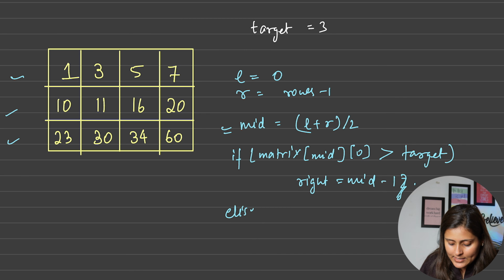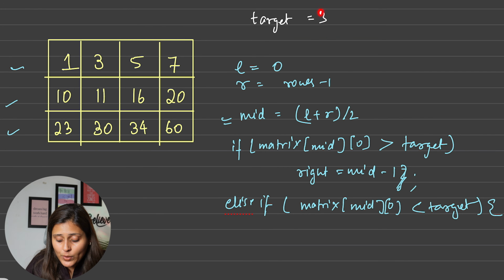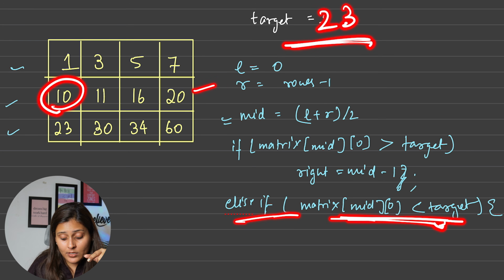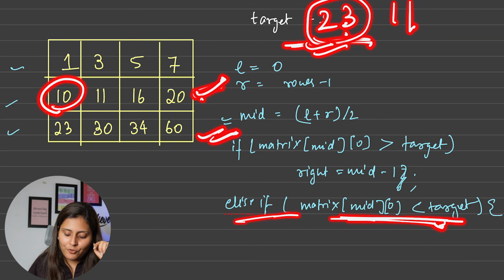Yes. Else if, why am I saying else if, let's see. Else if matrix of mid of 0 is less than target, okay. Now suppose the target is 23, correct? So 10 is lesser than 23, so definitely it will fall in this else if case now. So what I want, can I say the answer can be in this mid also or this also? Yes, still confusing, right? Because instead of 23 it can be 11 also, no? If it is 11, then definitely we have to search in the same mid row, or else if it is 23 we have to go downwards, meaning excluding the mid.